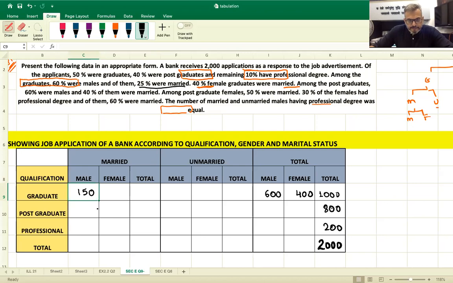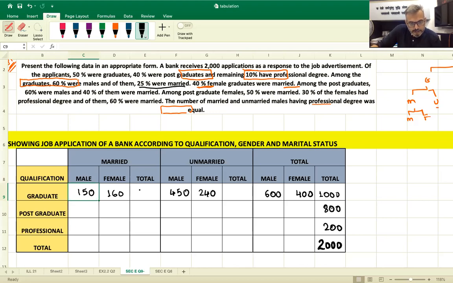150. Then 25% of males are married, so unmarried are 75%, so that is 450. Now, what other information is given? 40% of female graduates were married. So there are 400 females, and 40% of them are married. So 40% of 400 is 160. So 60% were unmarried. So 60% of 400 is 240.